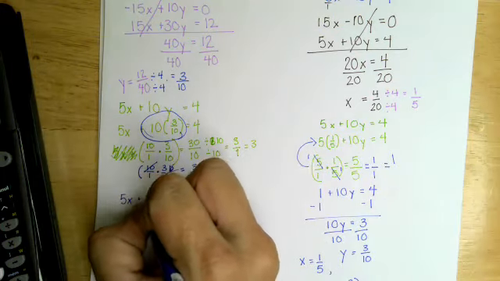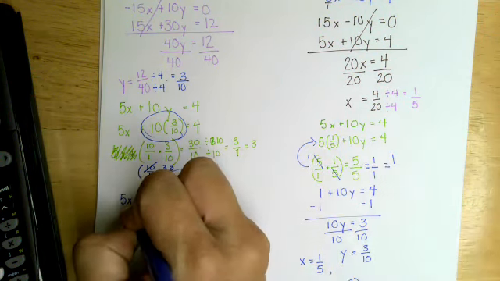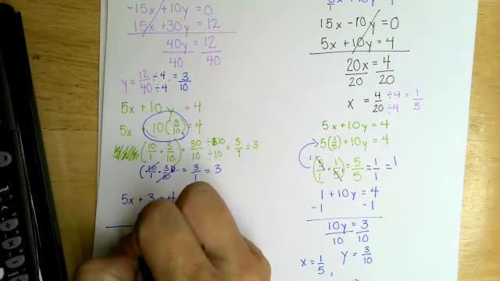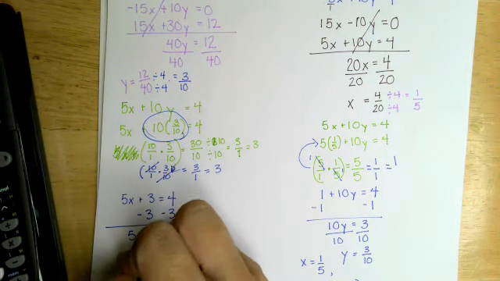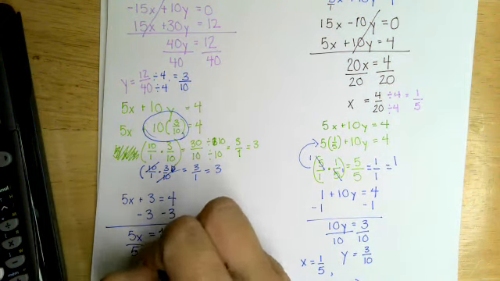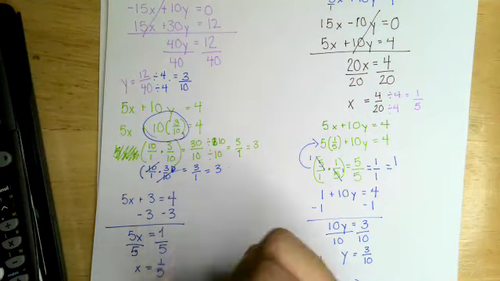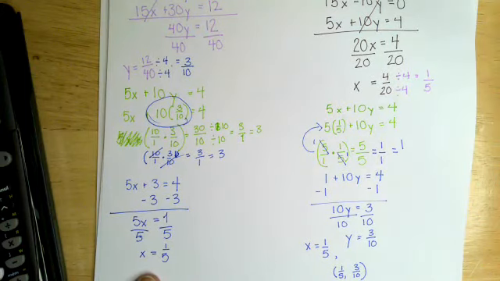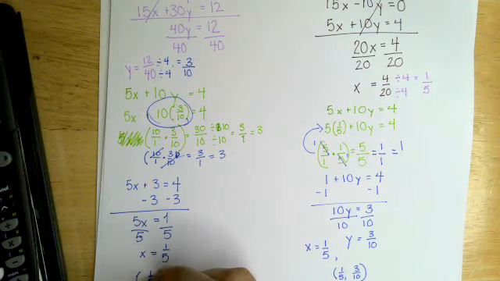5x plus 3 is 4. Subtract the 3. 5x equals 1. Divide by 5. x is 1/5. So no matter which order we did it in, we got x is 1/5, y is 3/10.